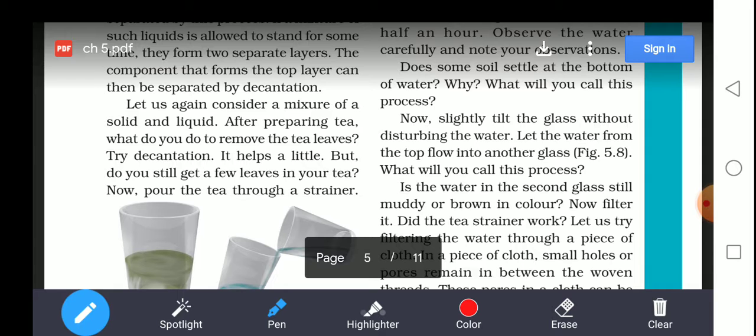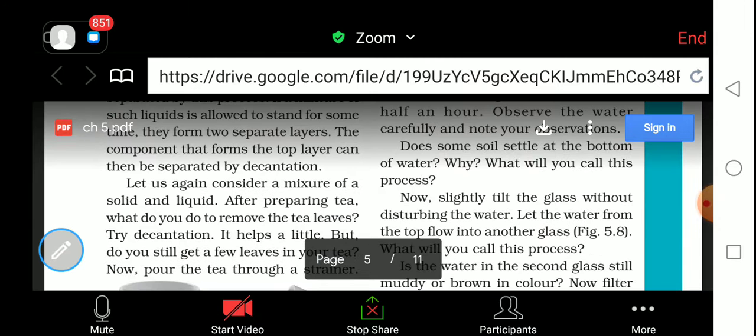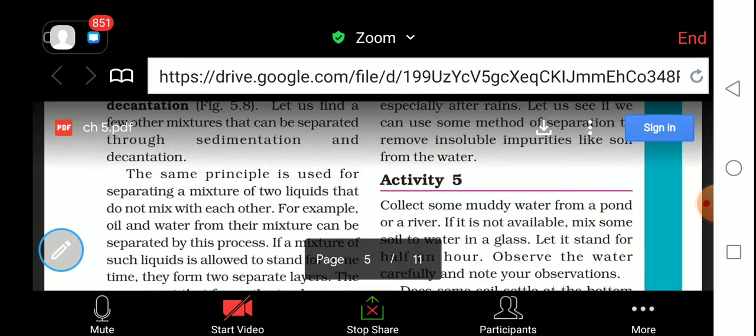Now pour the tea through a strainer. What happens? Completely it is removed.